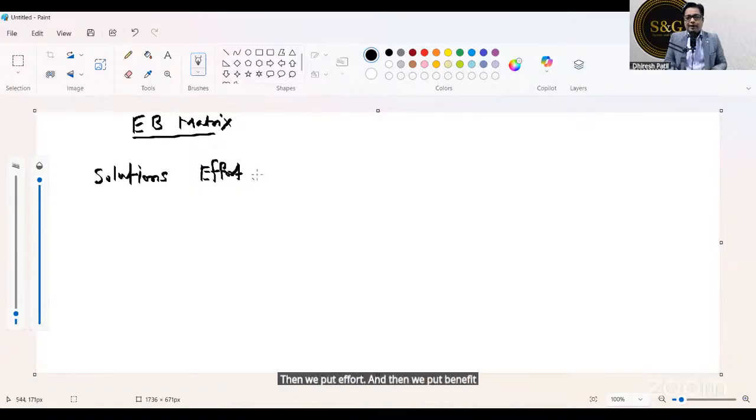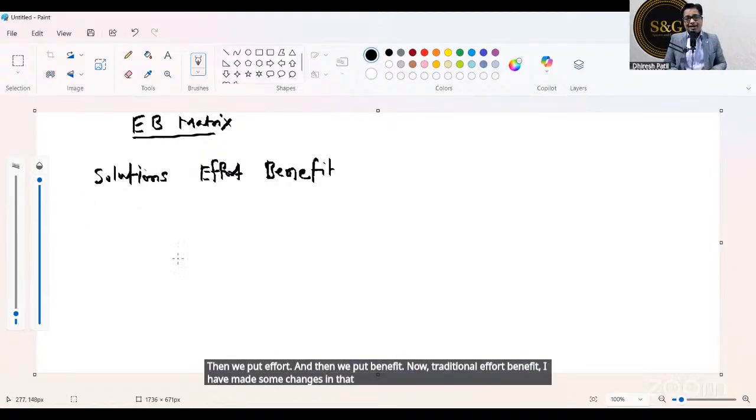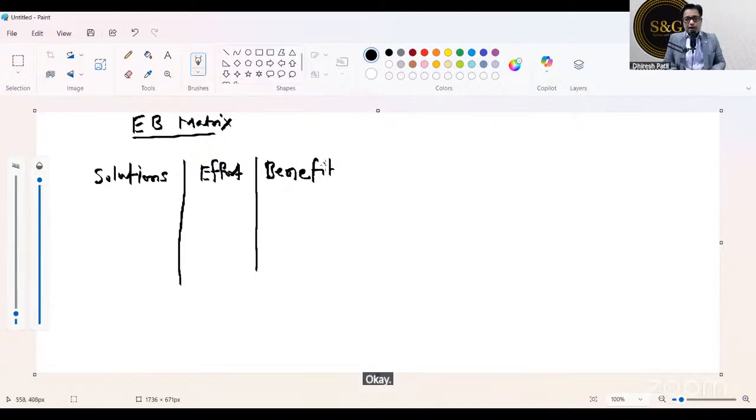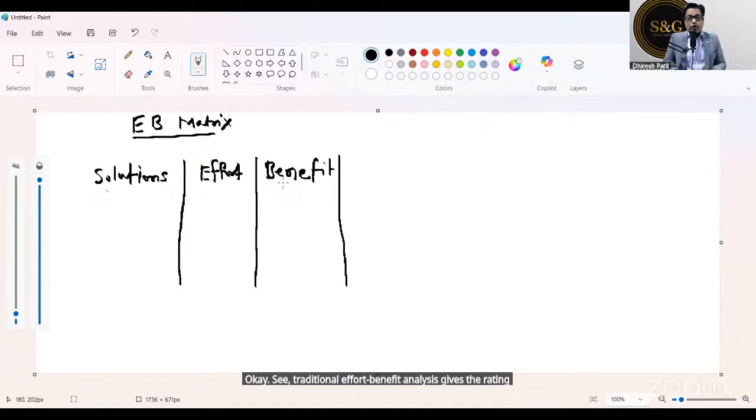Now, traditional effort benefit, I have made some changes in that. I made it super simple. See, traditional effort benefit analysis gives the rating on the scale of 1 to 10. First, let me explain what is effort and what is benefit.